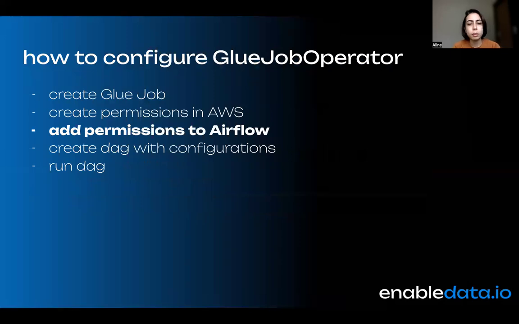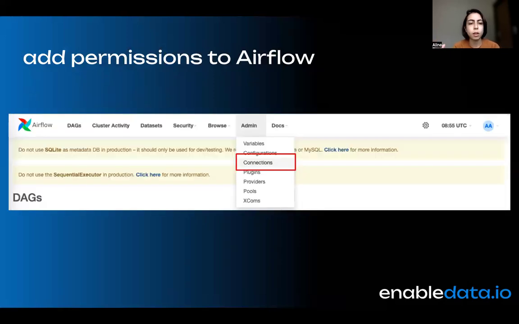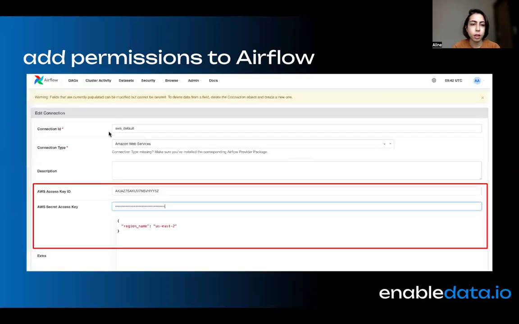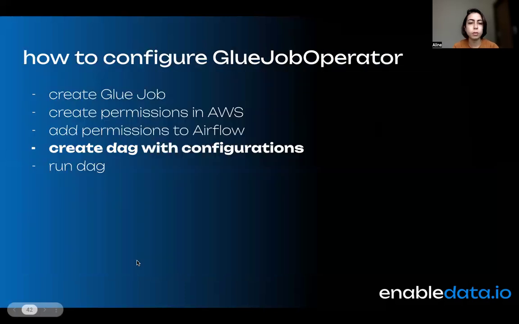After that, we're going to add the permissions to Airflow. So this is a local environment that I've created, an Airflow with Docker. Here you just go to Admin, Connections. In this case, the connection was already done, but you can just create one and add AWS default and Amazon Web Services as the connection type. And here is where you add your access key and your secret key, and also your region name in this format, else it won't work. And then you create the DAG.